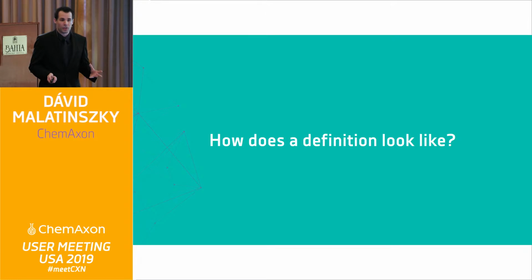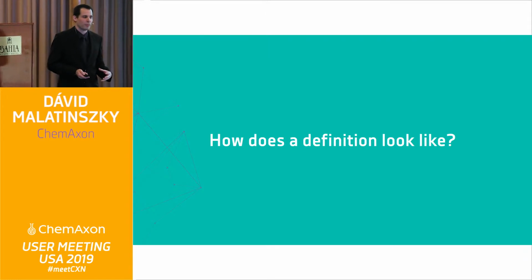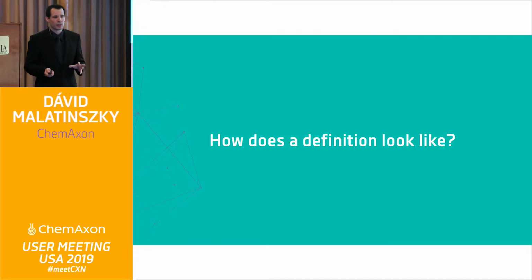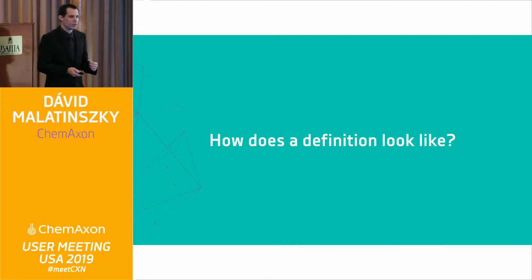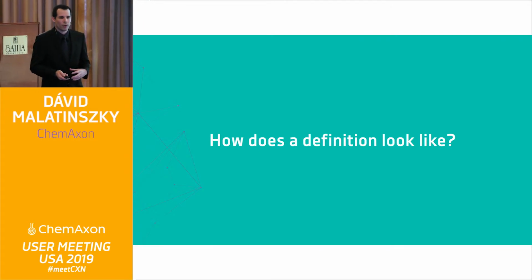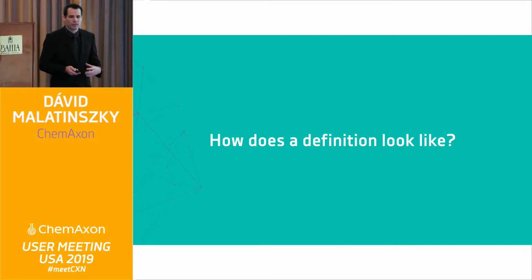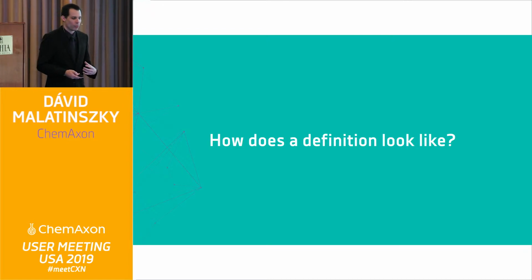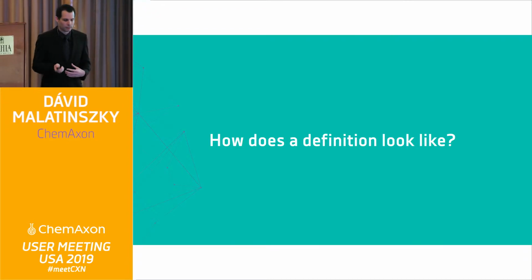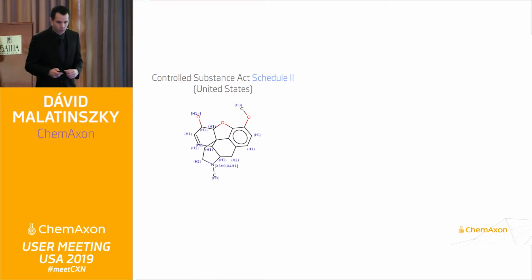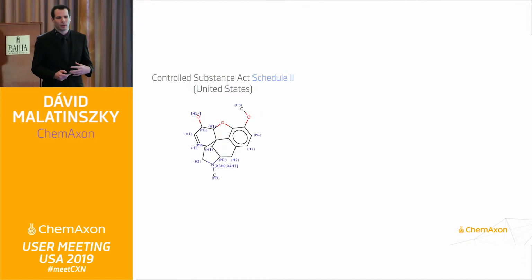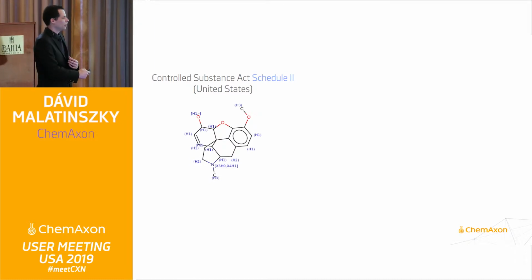So what does a definition in Compliance Checker look like? In the legislative documents, most of the time, controlled substances are mentioned by name, and then there is some legal context to specify the circumstances under which the compound is controlled. Of course, this is not very searchable, so if we would like to search the controlled substance chemical space, we need better definitions. So we created definitions based on our Markush technology, and you can see an example here.